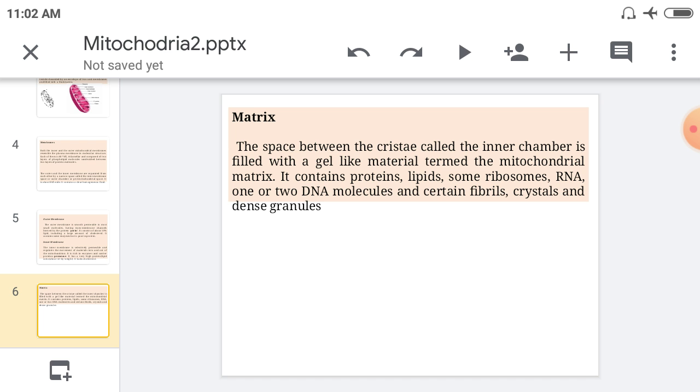Then going toward the matrix. The space between the cristae, called the inner chamber, is filled with a gel-like material termed the mitochondrial matrix. It means inside the inner membrane, the fluidy material is present, and this fluidy material is called the matrix. In this matrix, proteins are present, lipids are present, some ribosomes are present, RNA or two DNA molecules, and certain fibrils, crystals, and dense granules are present in this matrix. This matrix is very important because all the material is present in it.